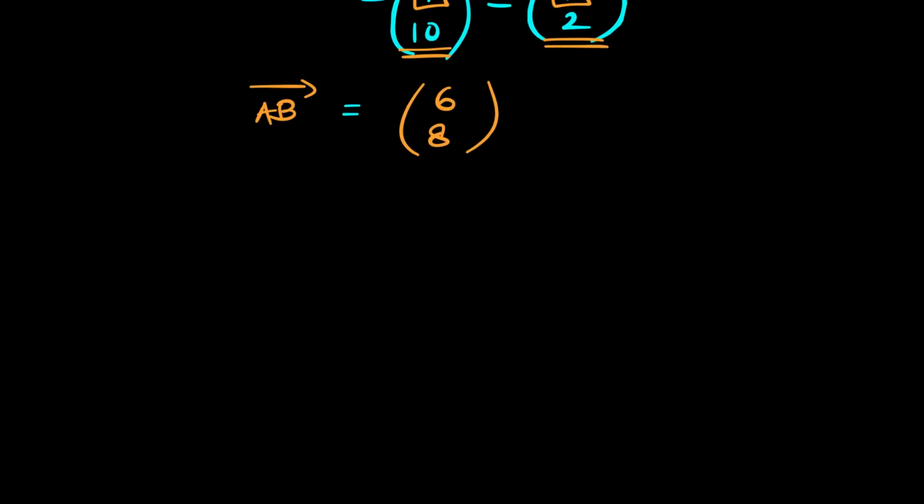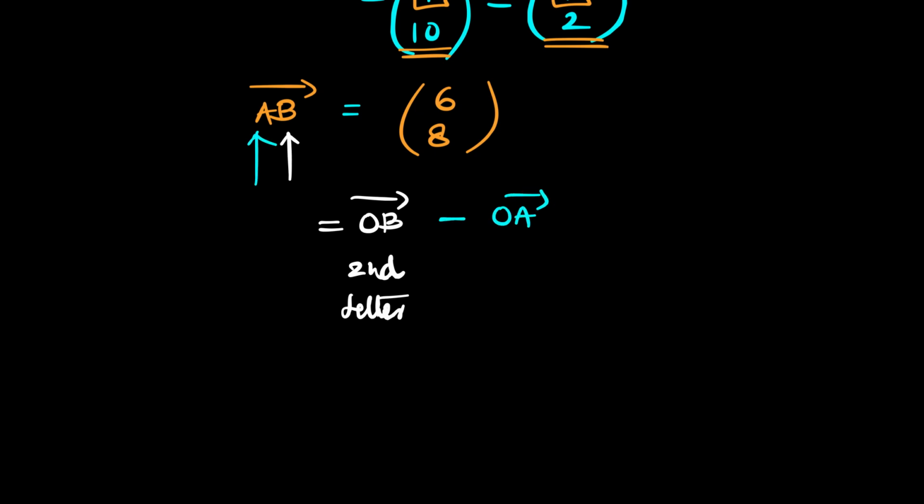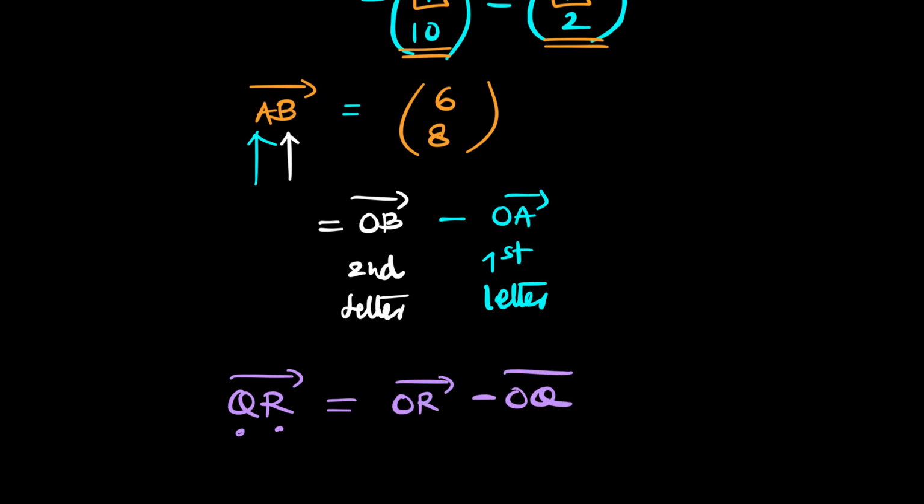Remember the shortcut, that is position vector of second alphabet. So this is the second alphabet or the second letter minus position vector of the first letter, which is OA. So remember, it's second letter minus the first letter. For example, in any other case, if it's QR and we are interested in QR and we have the coordinates of Q, we have the coordinates of R, that will be OR minus OQ. Why? Because OR is the position vector of second letter, OQ is the position vector of first letter.